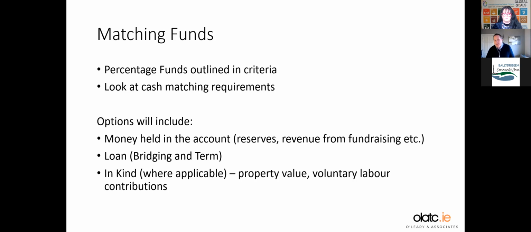Years ago, the local bank manager who might be involved in a group might do up a letter saying that these are a great group, we have no problem giving them a loan down the line. That's not accepted anymore. The loan has to be approved and in place, not drawn down, but approved.